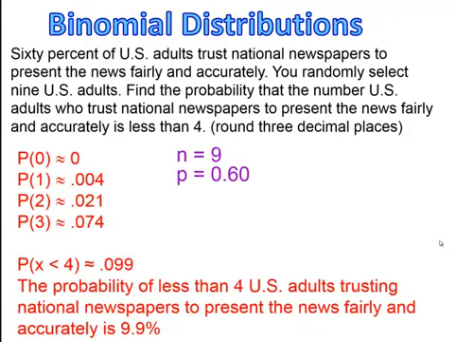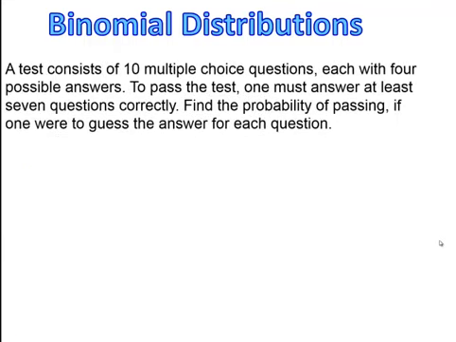So again, I'm pulling out the information. It's the same from the previous exercise, except it wants less than 4, which means it's not including 4. But don't forget the 0. When you add these probabilities together, you get 0.099. So you would get a probability of 9.9%. Pause and try.